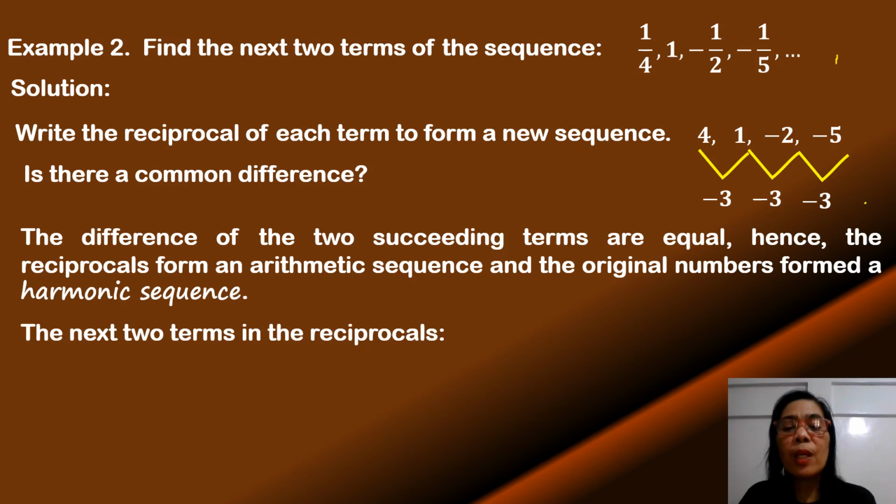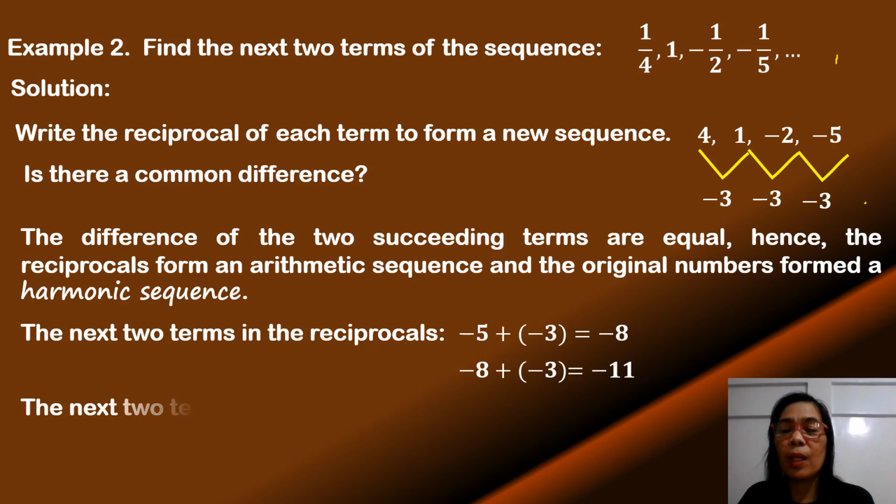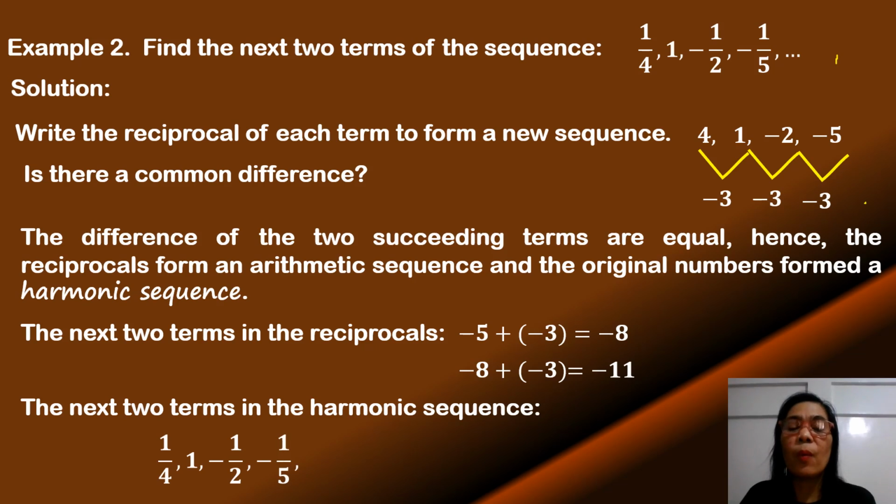So to find the next term in the sequence of the reciprocals, we're just going to add the common difference to the last term. So we have -5 plus -3 is equal to -8. And then -8 plus -3 is equal to -11. And so the next two terms in the harmonic sequence 1/4, 1, -1/2, -1/5 are 1 over 8 and -1 over 12.